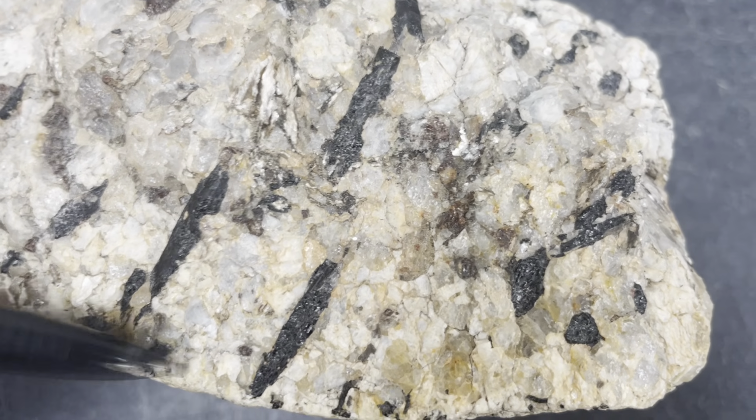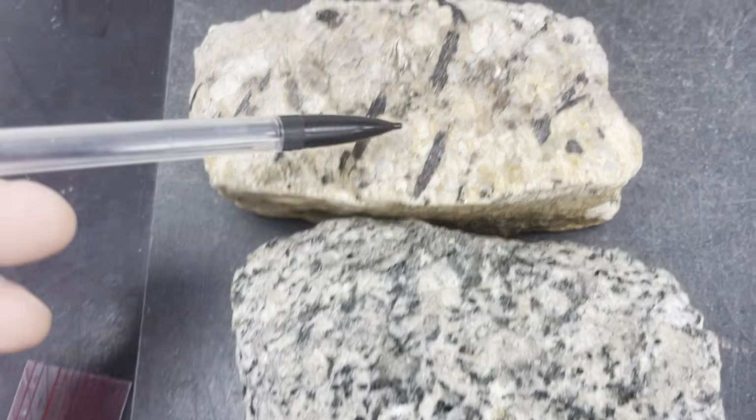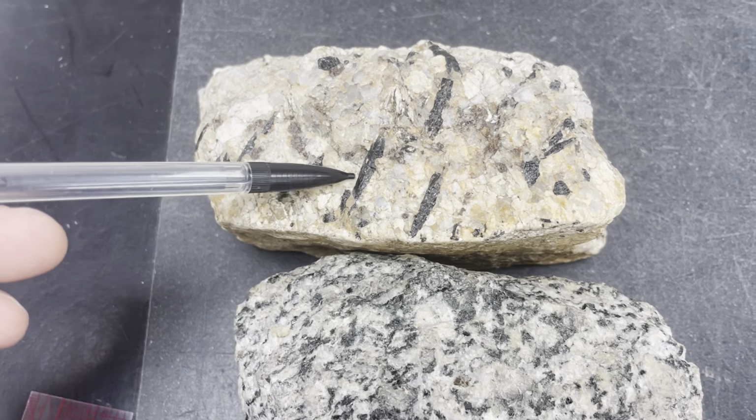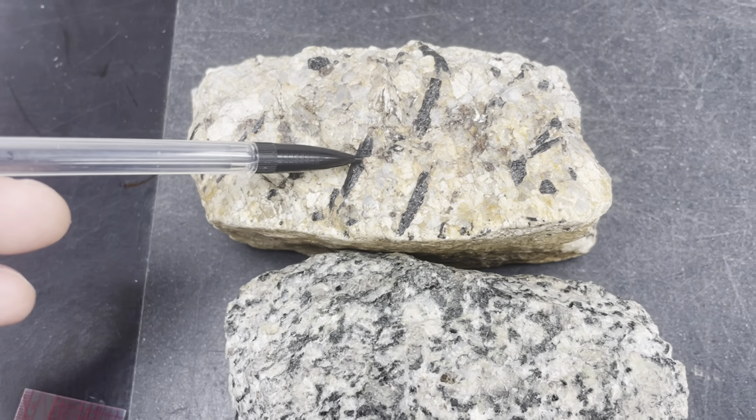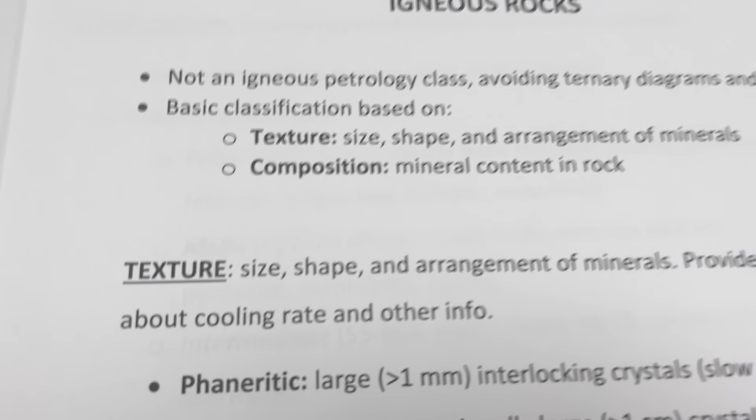But you can see the crystals here are much larger than in this phaneritic rock here. And because the crystals are of a size greater than 1 centimeter, we would call that pegmatitic. Let's go to our next texture.